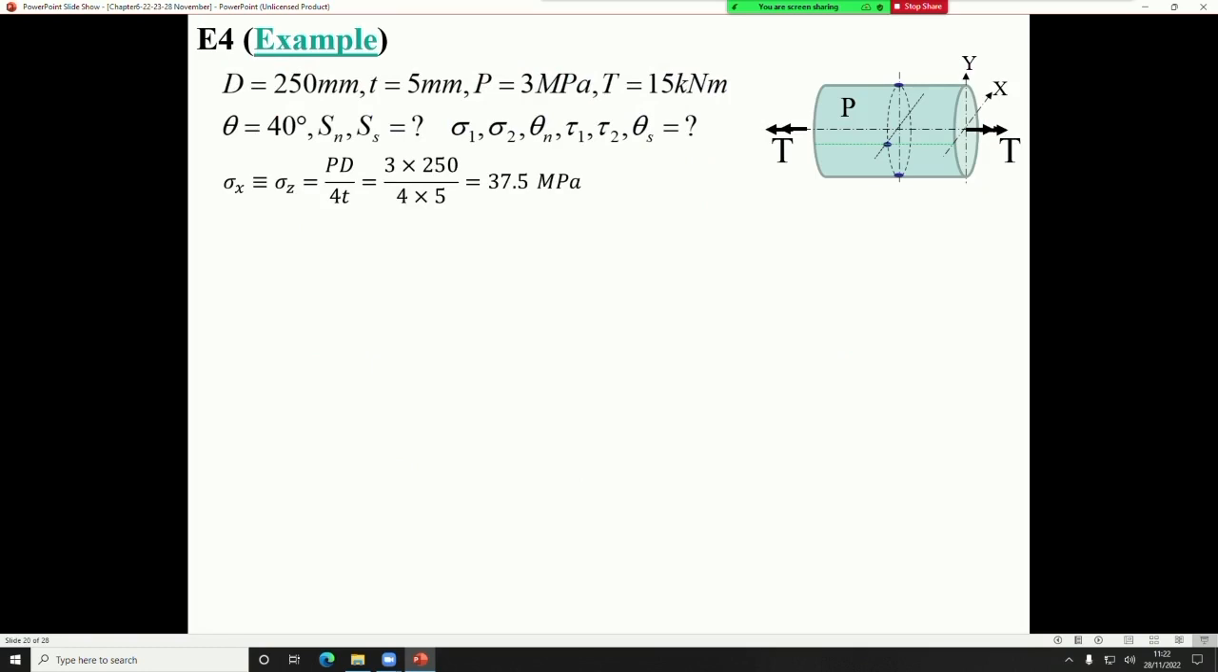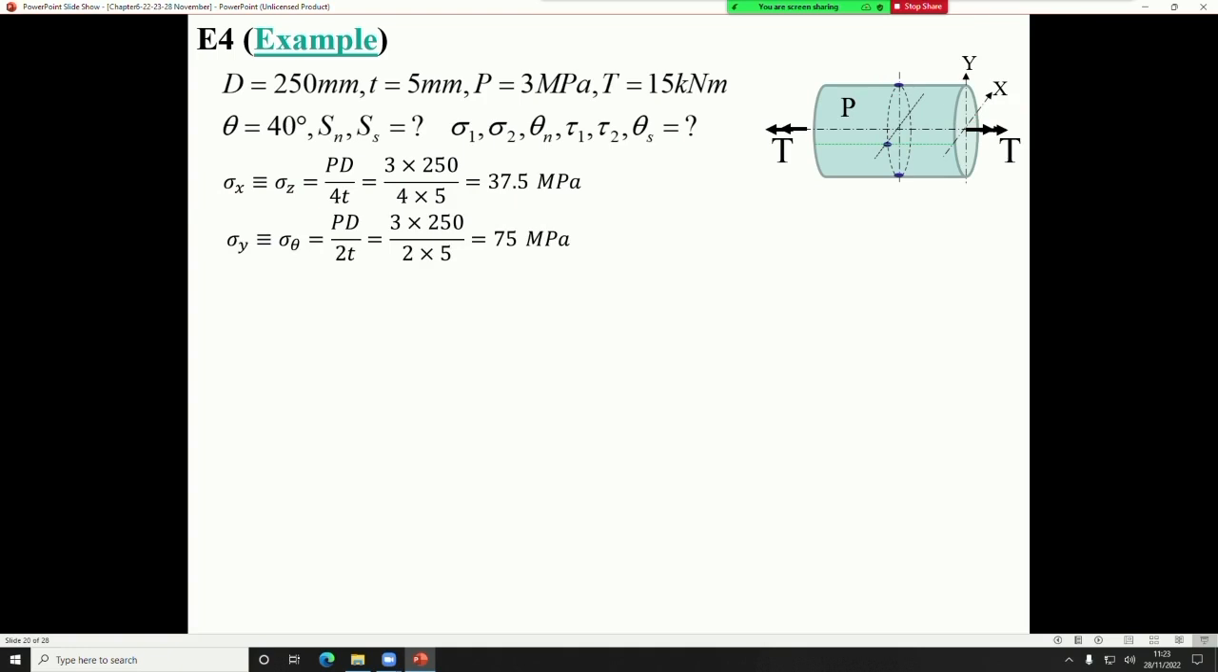So subject to internal pressure, we have an axial stress of PD over 4t. The pressure inside is 3 megapascals, the diameter is 250 millimeters, assuming this is the mean diameter, and the thickness is 5. It gives us an axial stress of 37.5 megapascals. Now, z is along the axis. I've attached capital X, capital Y to the cross section, and little x, little y to each of these elements. Therefore, sigma x and sigma z are identical, so the stress acting in the x direction for all these three elements is 37.5 megapascals.